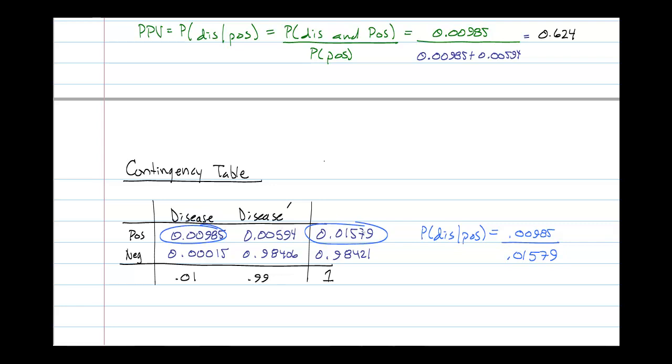Now if you divide those out, you have your 0.00985 divided by 0.01579. I get the exact same value I do up here. I get that 0.624, about 62.4%. So I like a contingency table. To me, it's a little bit easier to keep track of, but you still have to find these probabilities on the inside.